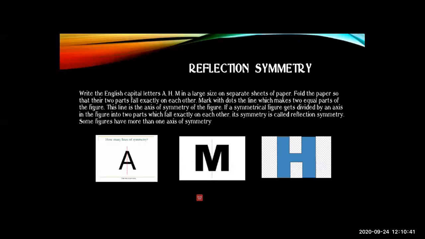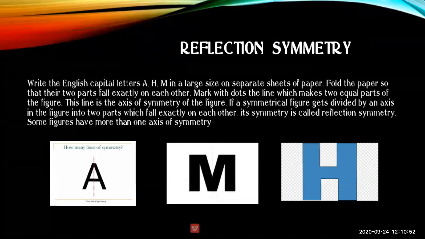Now, what is reflection symmetry? We took three alphabets, A, H, M, in a large size on a separate sheet of paper. We did this activity yesterday. We folded and cut it into two equal parts, and we got a marking line. That line is called the axis of the figure.